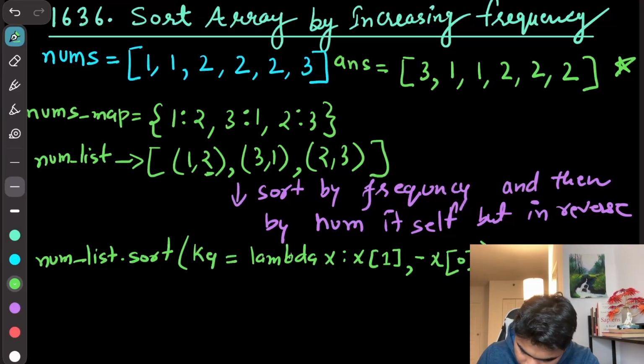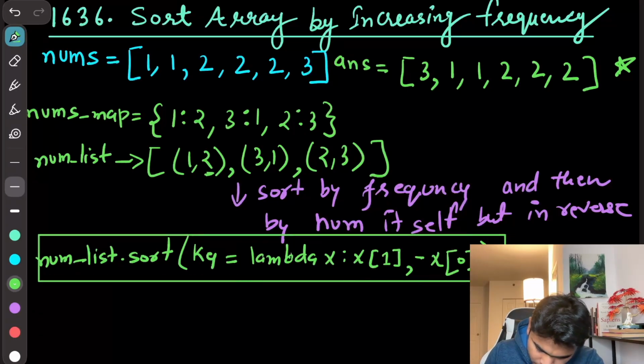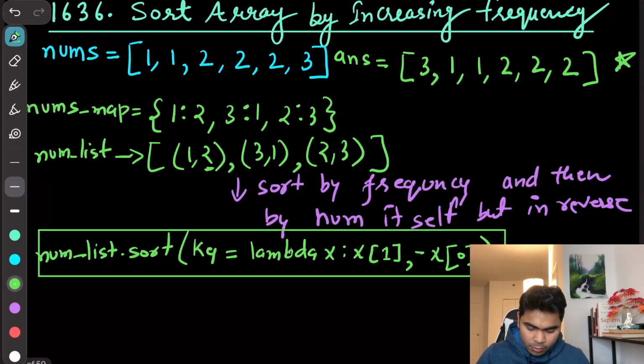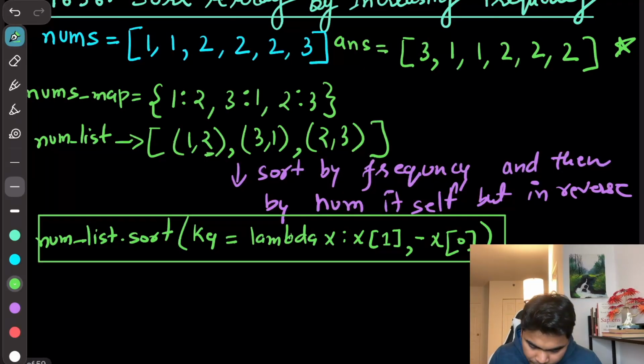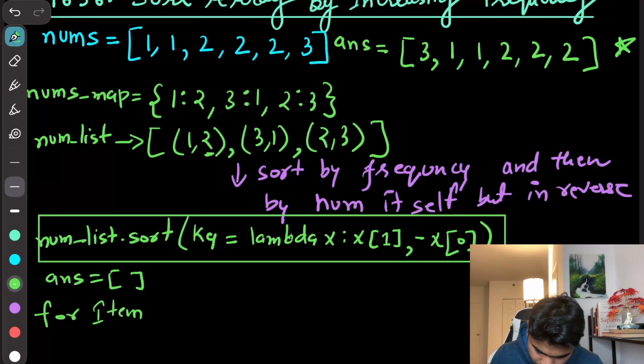Okay, so this would be my core line of code, and I hope you can see it clearly now, which will give me my answer. Now it's just sorted. Then I can create my answer list like this, and I will go over, for item in num list.